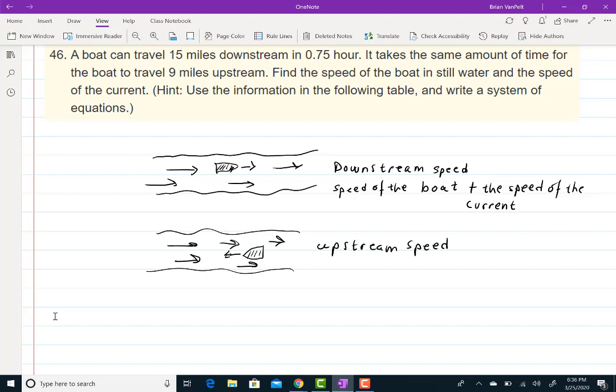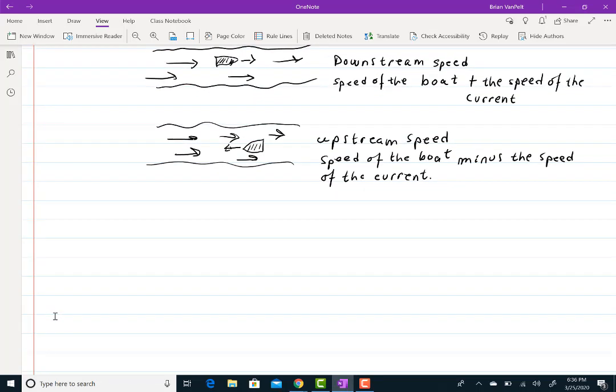the upstream speed is still the speed of the boat, but now it's minus the speed of the current. So this time the current takes away from your speed. So let me draw a chart of what's going on here. We've got two things we're doing. We're going downstream and we're going upstream. Downstream is faster than upstream.